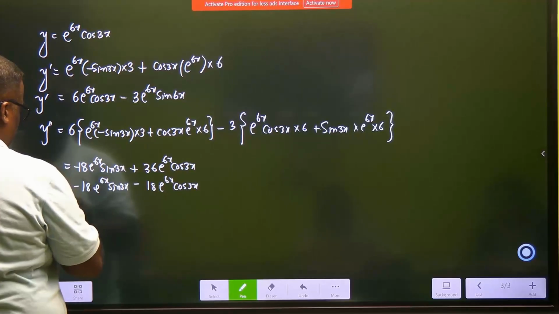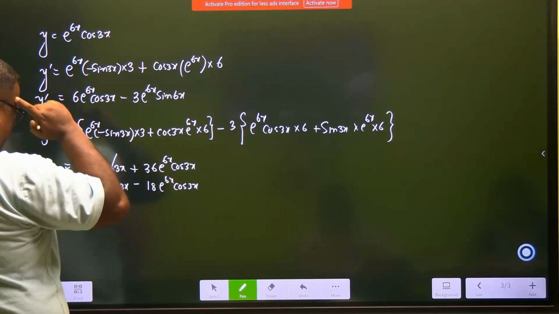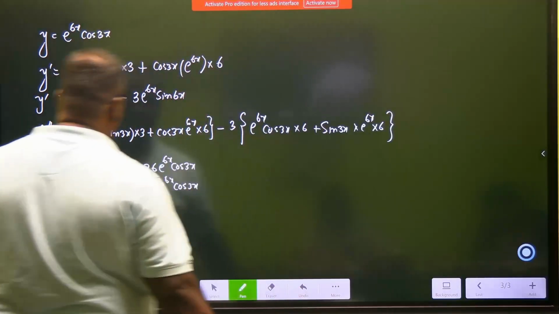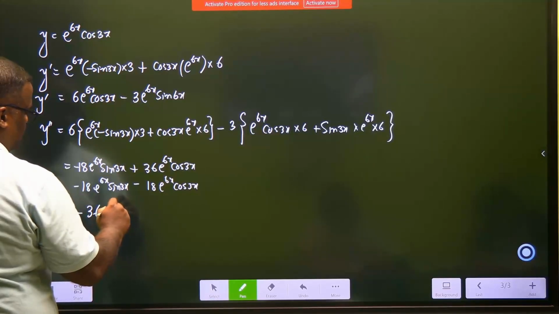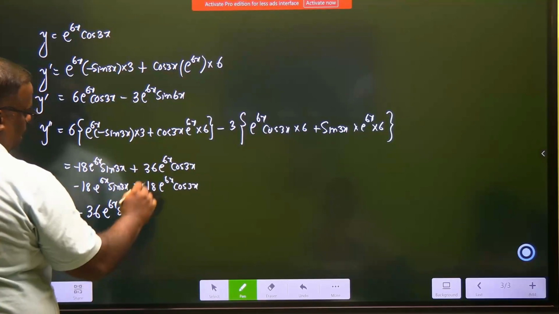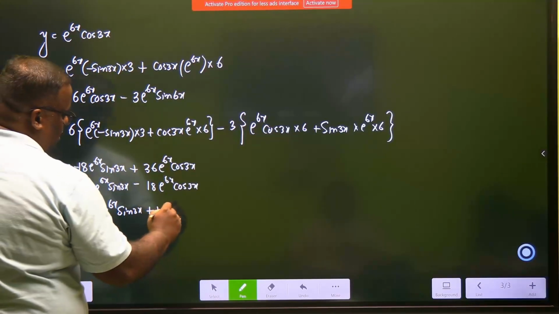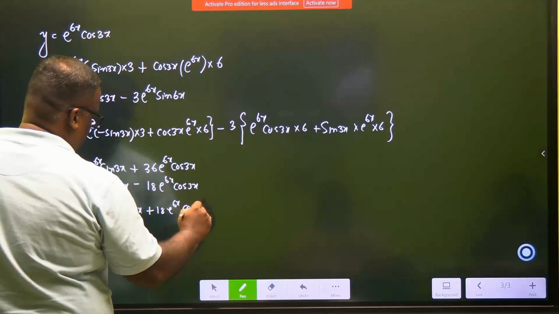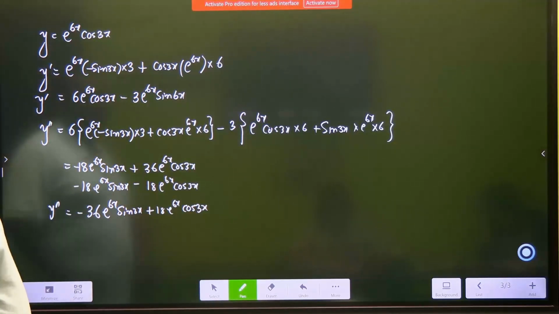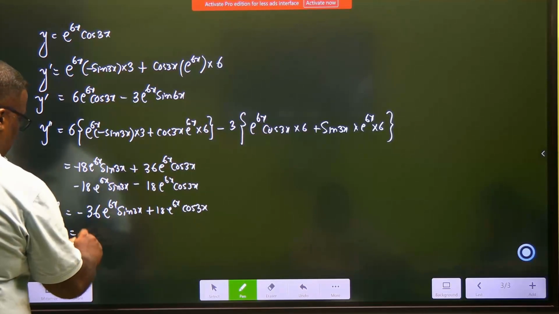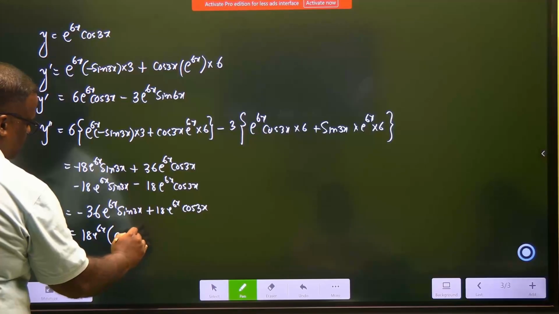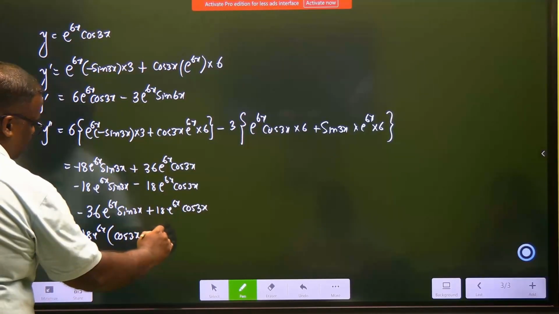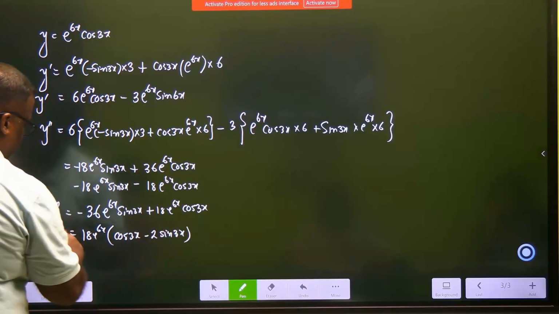Precisely, which means that these two are going to cancel each other. Oh no, they are both negative. Sorry, both are negative, right? So this will be 18 to 36. 36 e to the power 6x sine 3x. And here I will get a positive 18 e to the power 6x cos 3x. 36 and 18, so you can take out 18 common from here. So 18 e to the power 6x can be taken common. I have cos 3x and negative 2 sine 3x, y double prime.